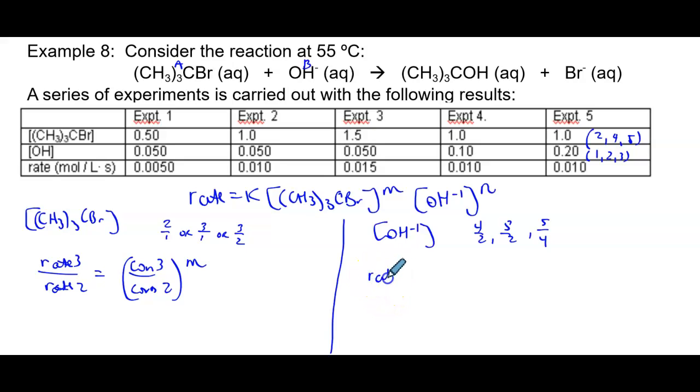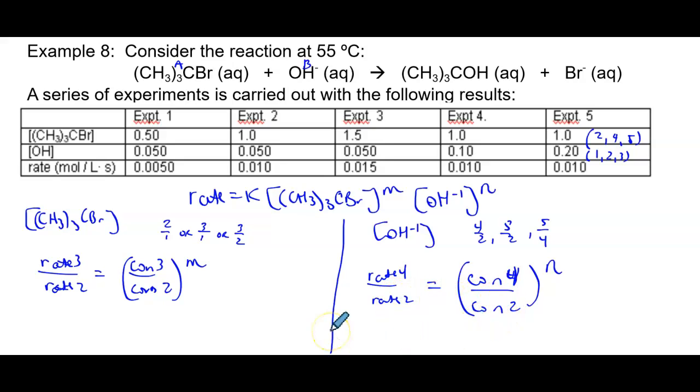So we're going to say rate 4 over rate 2 equals concentration 4 over concentration 2, all raised to the n power. And you could use m again if you want, but I just think it helps to keep it separate. Notice I have rate 4, concentration 4, rate 2, concentration 2.